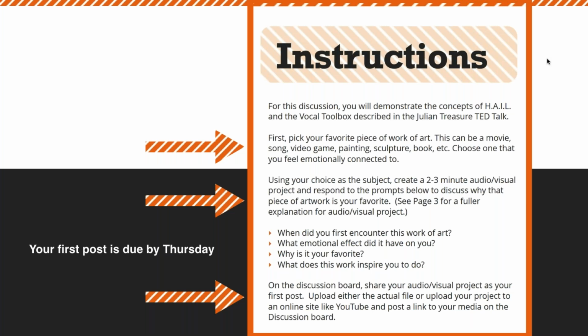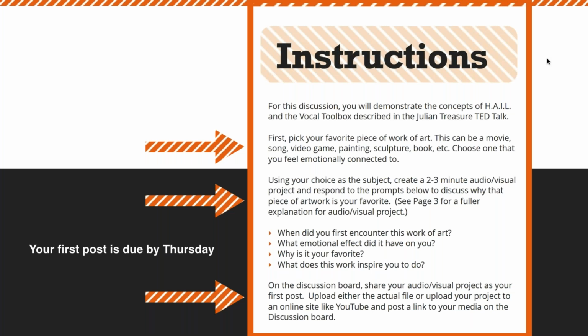So for your initial post, it should be you recording yourself verbally and delivering a 2 to 3 minute audio-visual project. I want you to respond to all 4 prompts listed below. Here's the first prompt. When did you first encounter this work of art? Second, what emotional effect did it have on you? Third, why is it your favorite? And fourth, what does this work inspire you to do? So in the span of 2 to 3 minutes, you should be verbally answering those 4 prompts.